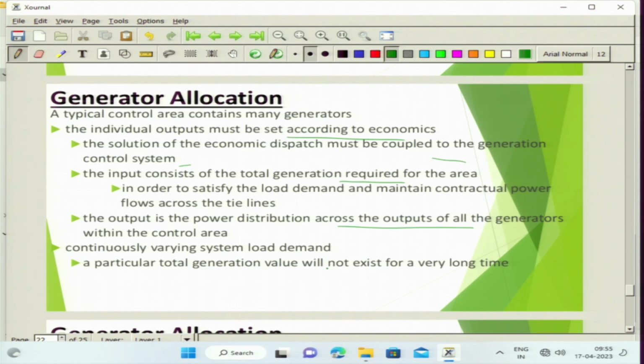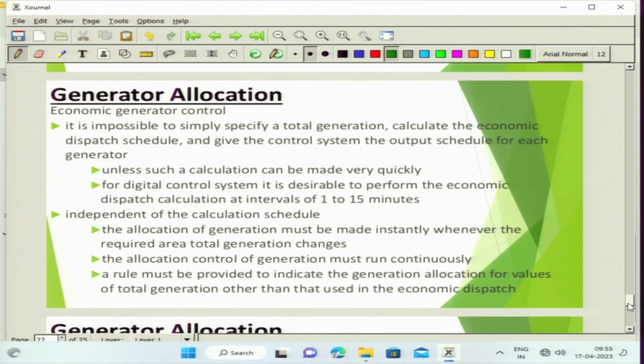With continuously varying system load demand, a particular total generation value will not exist for a very long time. This sort of disturbance will not be present for a very long time, and it is impossible to simply specify total generation. Now how do you, in the real sense, manage these disturbances?